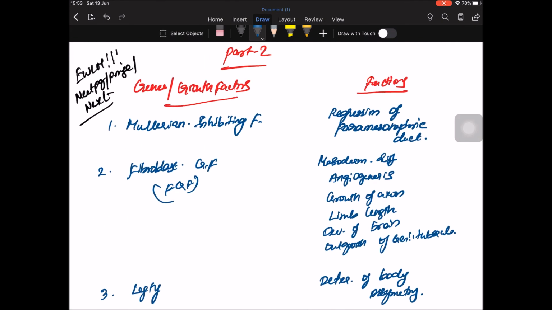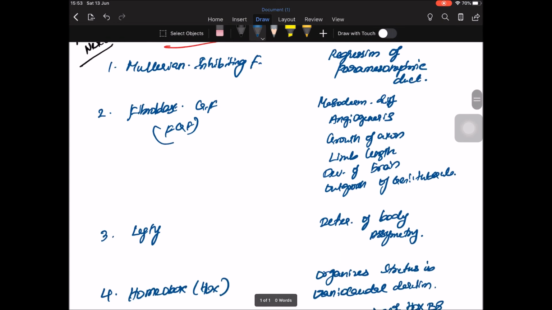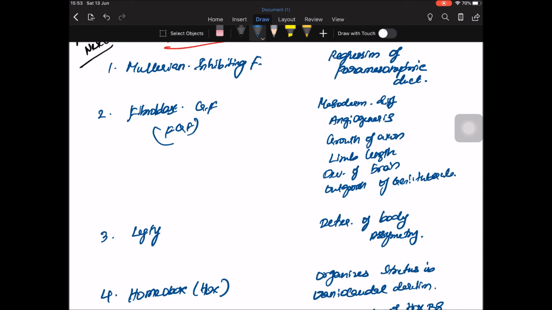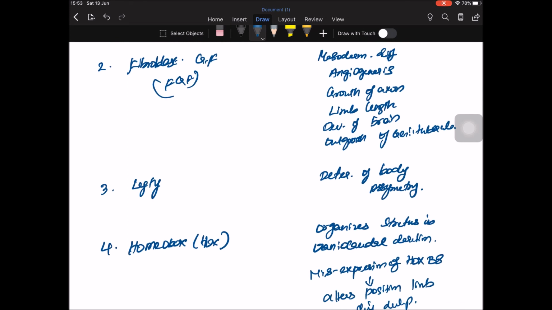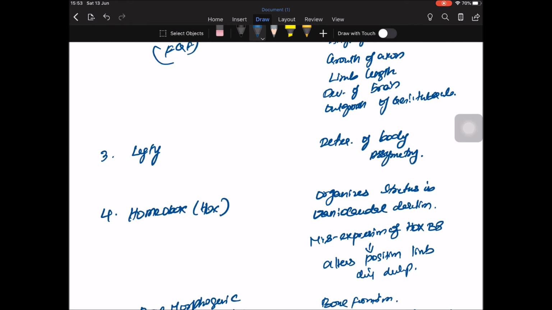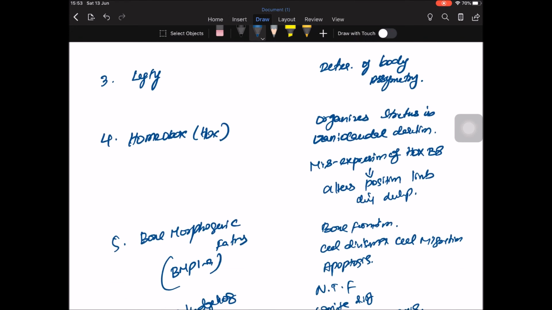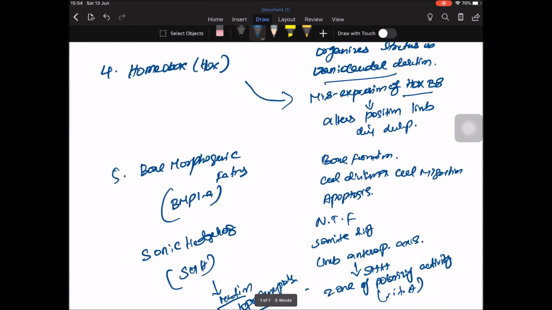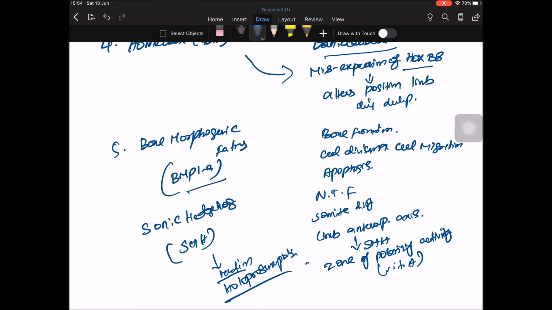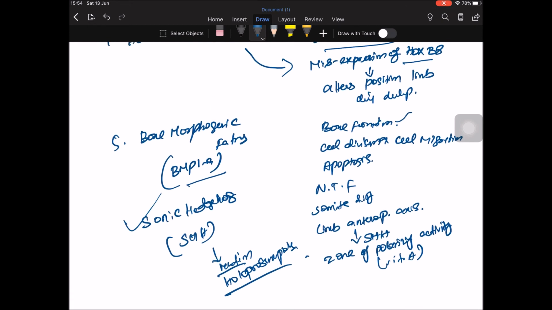So Mullerian inhibiting factor helps in regression of the paramesonephric duct. Fibroblast growth factor helps in mesoderm differentiation, angiogenesis, growth of axon, limb lengthening, development of brain, and outgrowth of genital tubercle. Lefty gene determines body asymmetry. HOX determines the organization of structures in a craniocaudal direction. When there is a misexpression of the HOXB8 gene, it leads to alteration of the position of the limb during development. BMP 1 to 9 help in bone formation, cell division, cell migration and apoptosis.